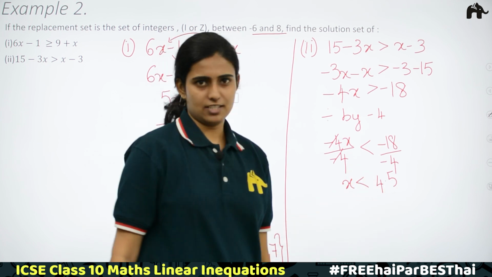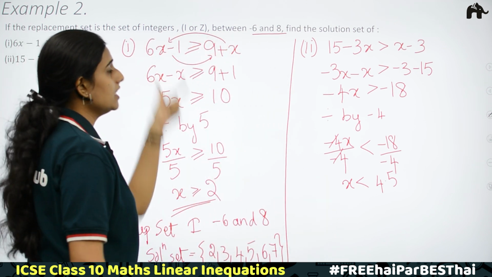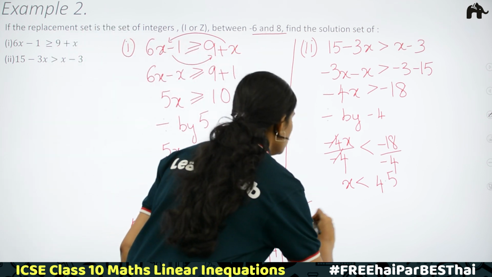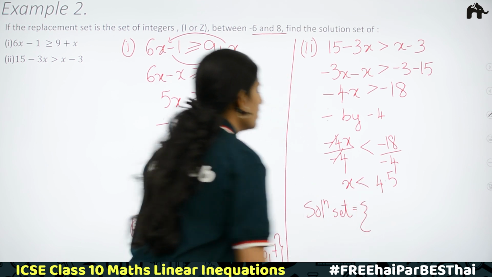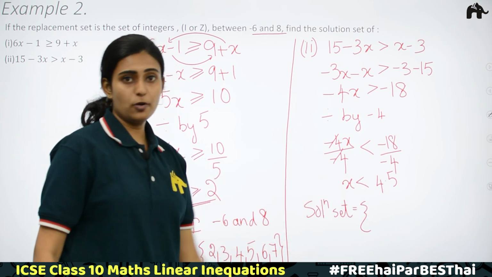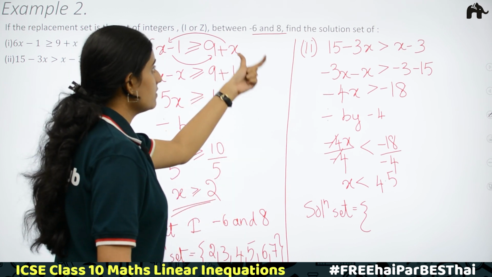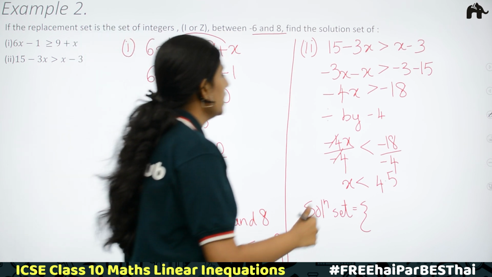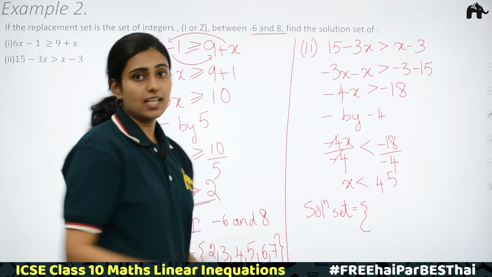This is not an integer. Now, the replacement set is the same. That is, an integer that lies between -6 and 8. What is the solution set then? Solution set is equal to, from where should we start? The only condition is that x should be less than 4.5. So, we can include all the negative numbers. Yes, negative numbers from -6 we can include in that, excluding -6 because it is given that between -6 and 8.